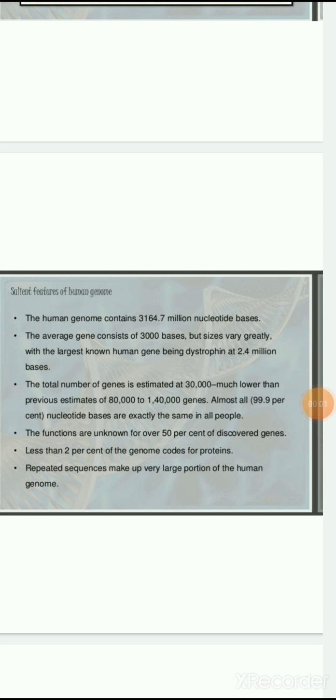Okay, what are the salient features of the human genome? The human genome contains 3164.7 million nucleotide bases. Every gene consists of about 3000 bases on average, but sizes vary greatly, with the largest known human gene being dystrophin, which has 2.4 million bases.